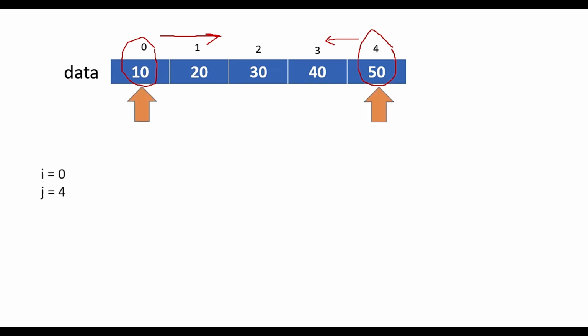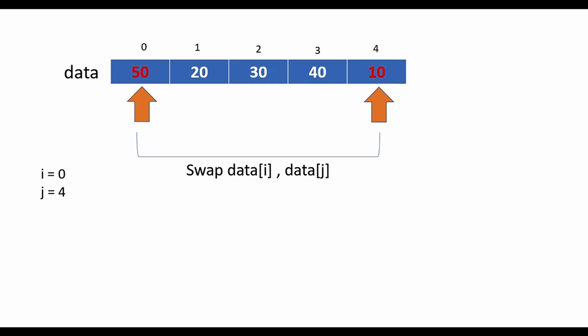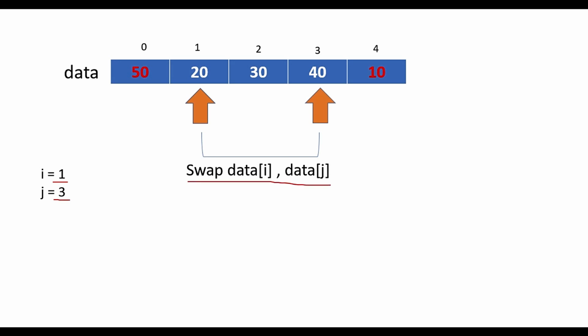So we will swap the first element and the last element, that is data of i will be swapped with data of j, and after swapping the array would look something like this. Next we'll increment the value of i, so i becomes 1, and decrement the value of j, so j becomes 3, and again we'll swap data of i with data of j, that is 20 and 40 will be swapped.